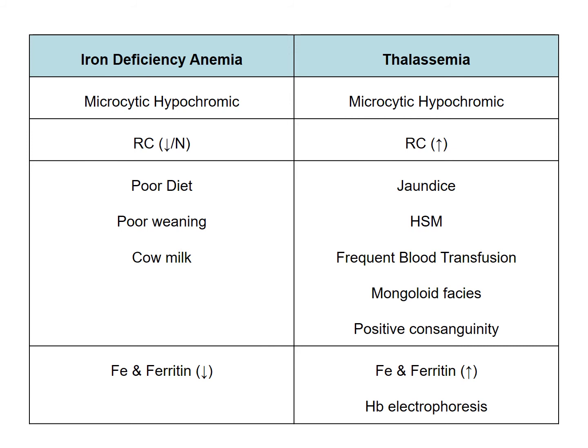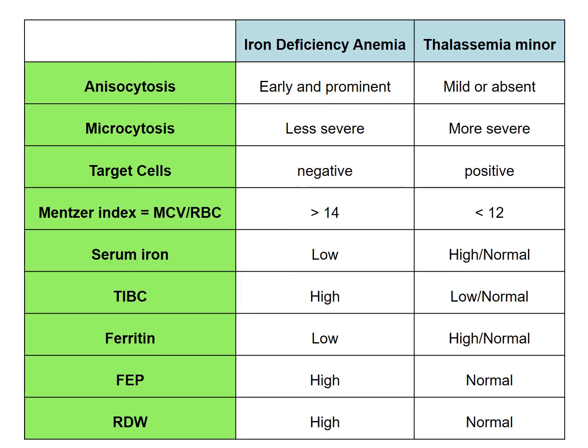And the diagnostic test is hemoglobin electrophoresis or a gene study. And this table can show you the difference between iron deficiency anemia and thalassemia minor, because sometimes thalassemia is not so evident and the hemoglobin is not so low. So we have to differentiate between both types.